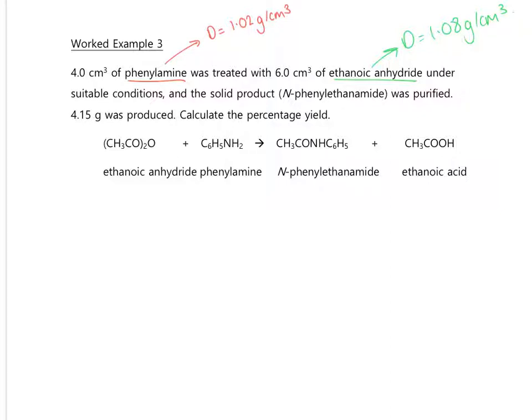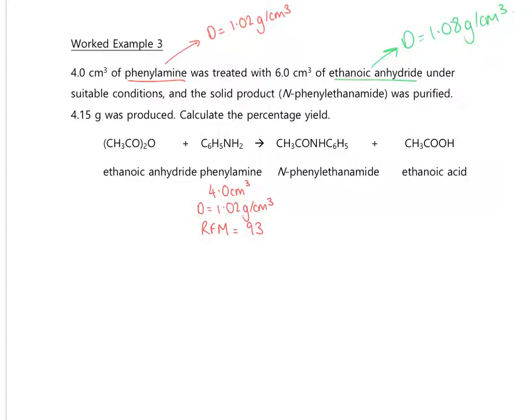Okay, so let's write all the information we have underneath our equation. So we've been told that we have 4.0 centimetres cubed of phenylamine. That's the second term here in our equation. So 4.0 centimetres cubed of phenylamine. Our density is 1.02 grams per centimetre cubed. And later on we'll also need the RFM. So you can take a bit of time to work that out. You can pause the video and work that out yourself if you like, but it works out as 93 as our RFM.